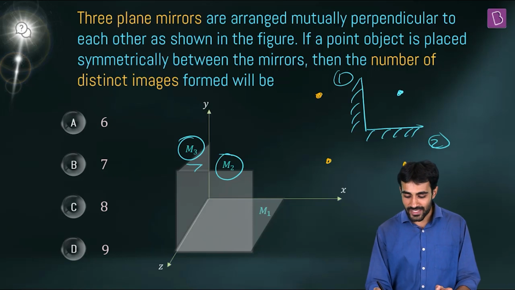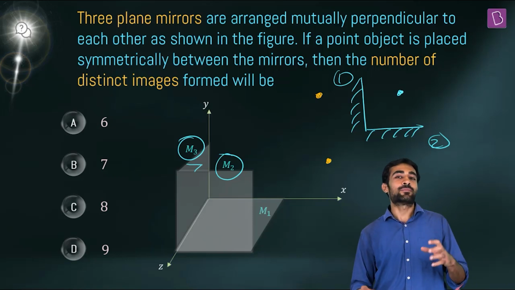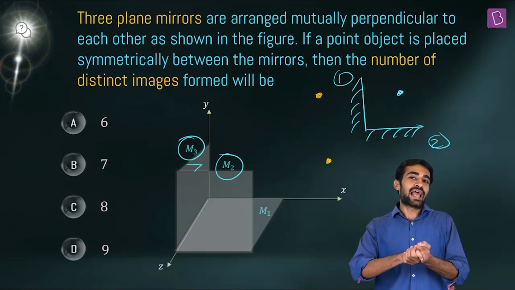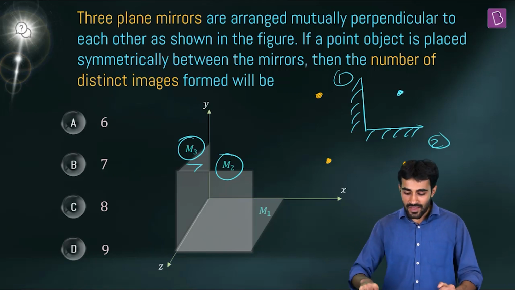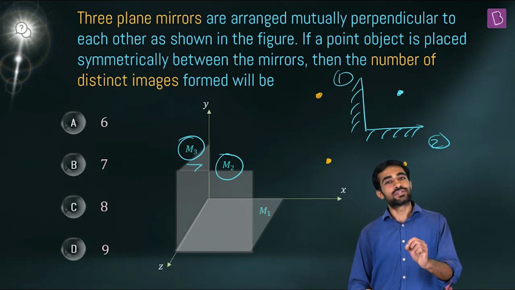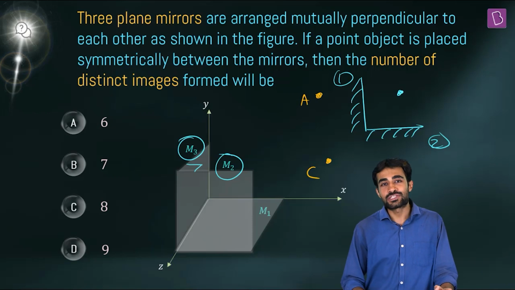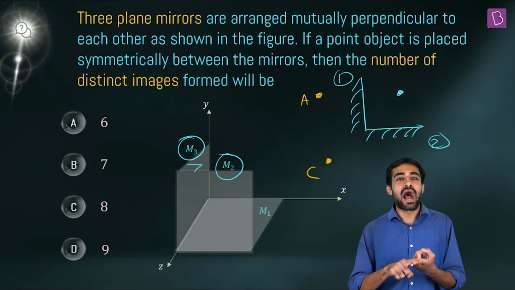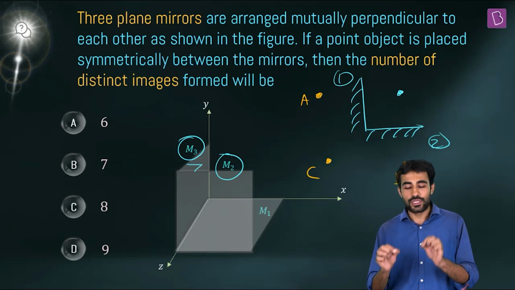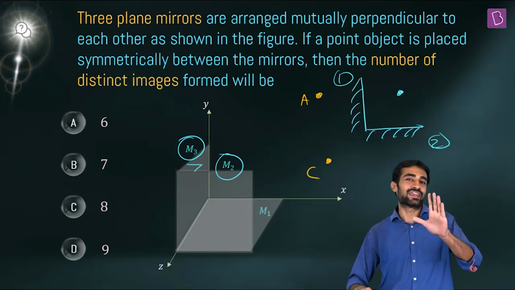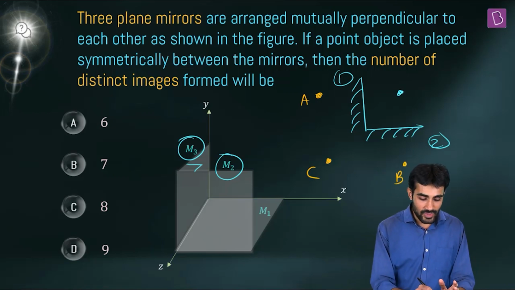Actually, image 3 and image 4 coincide at the same location. That's why we only draw the third image itself. So image A, image B and image C. What about image D? Image D and image C are at the same position. That's why we only draw image C. Okay? Now let's have a look in 3 dimensions.